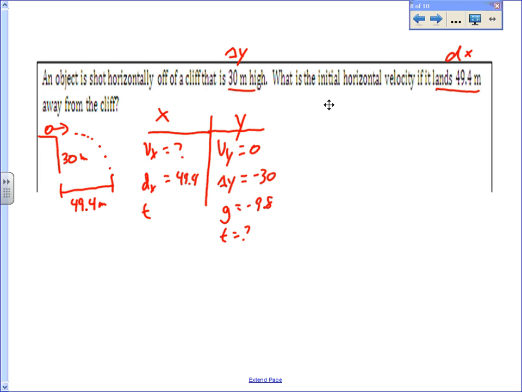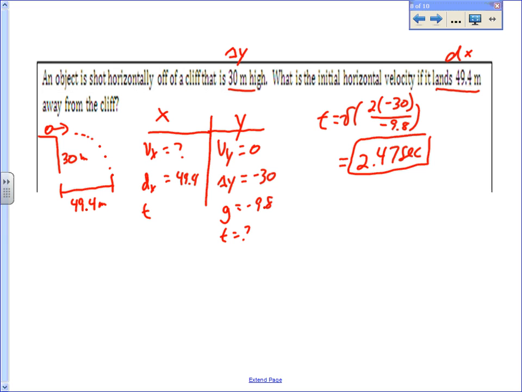Okay, so t equals the square root of 2 times negative 30 over negative 9.8. So put that in a calculator. You get 2.47 seconds.